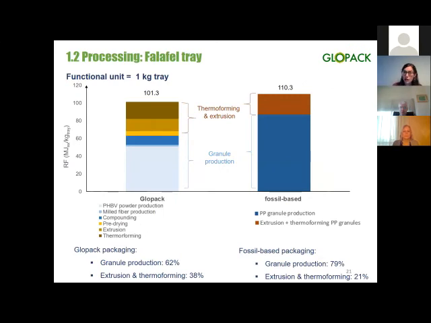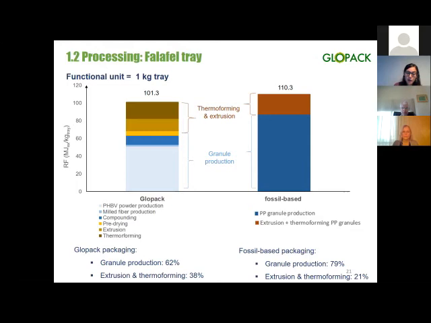After the granules, we can produce trays. That's what is presented here. Again, on the y-axis, it's the resource footprint, megajoules exergy per kilogram tray. At the left side, we have the GLOPACK material. The colors now refer to the different stages. You can see the light blue color refers to the PHBV production, and this is clearly using the most resources, or is the most resource intensive stage.